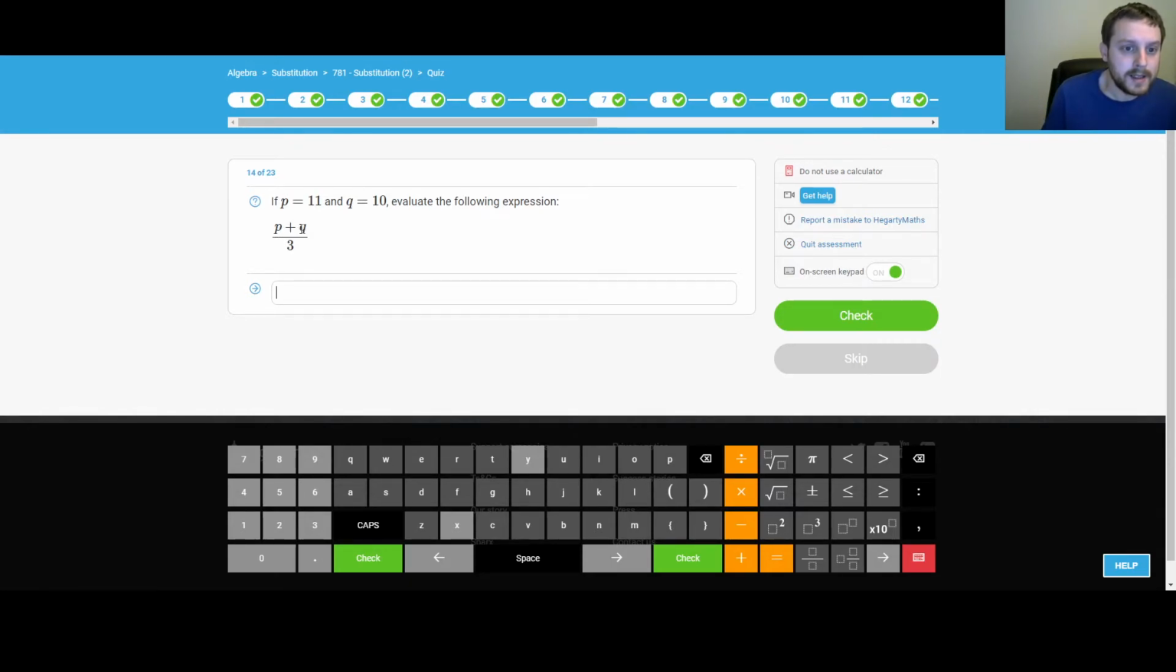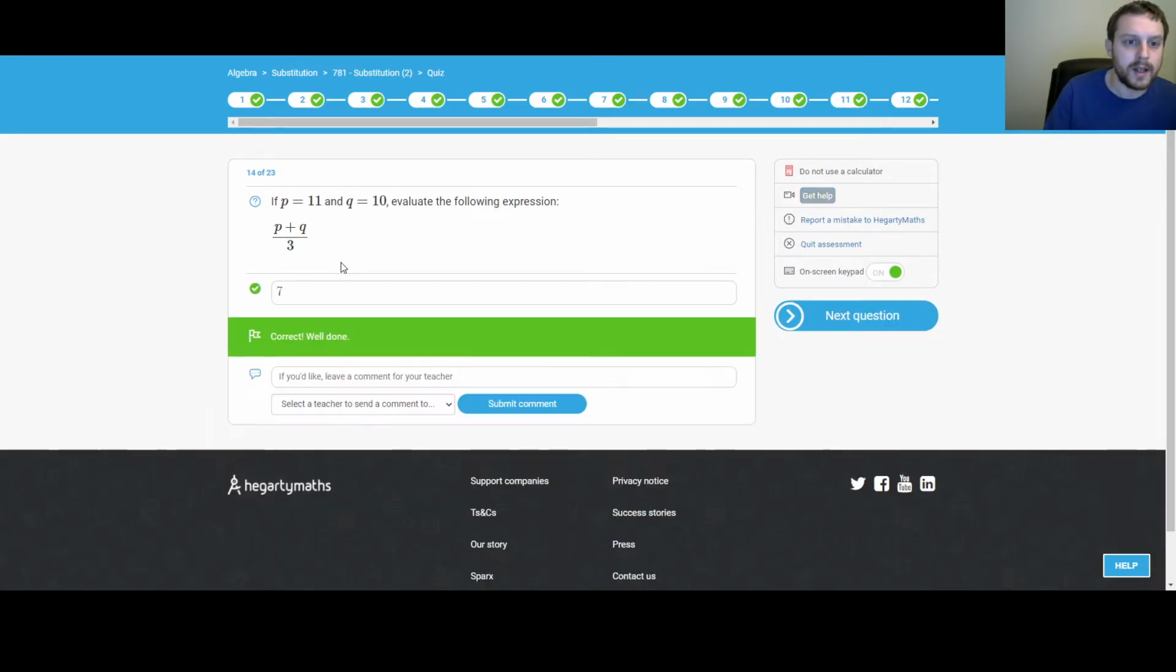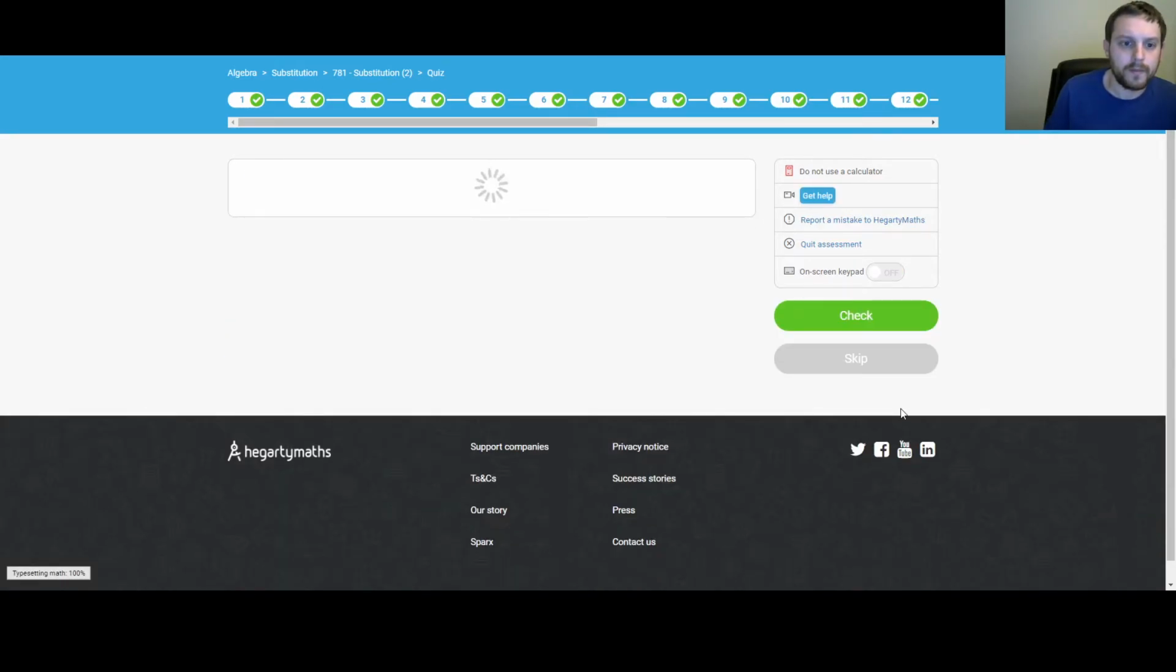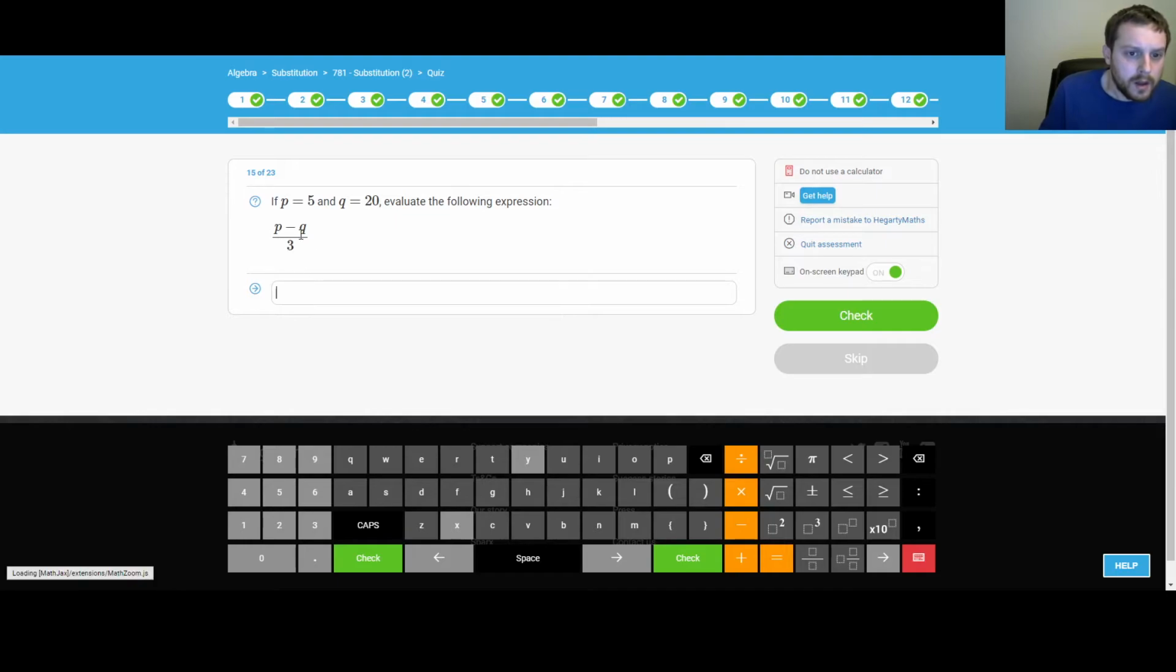11 add 10 is 21. 21 is the top of this fraction here. 21 is being divided by 3. So 21 divided by 3 is 7. 5 take away 20 is minus 15. Minus 15 divided by 3 is minus 5.